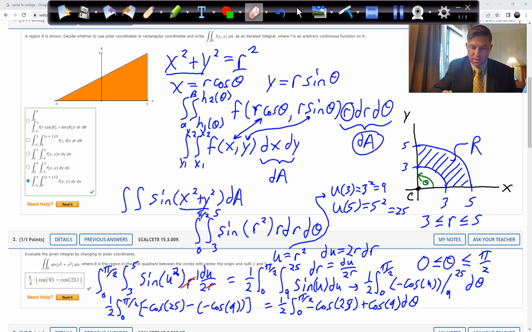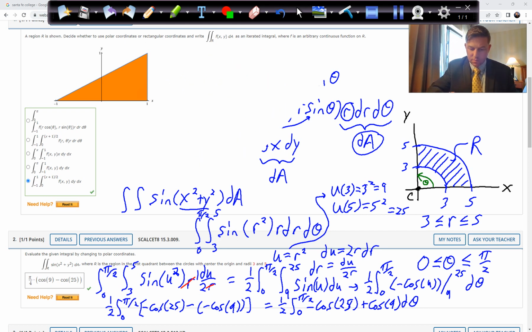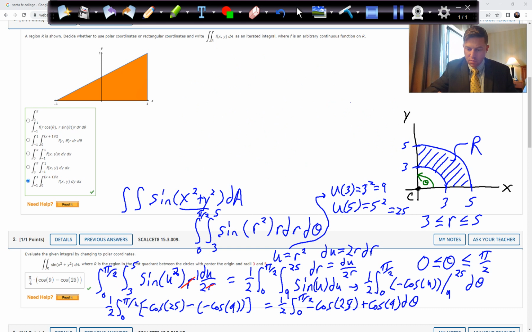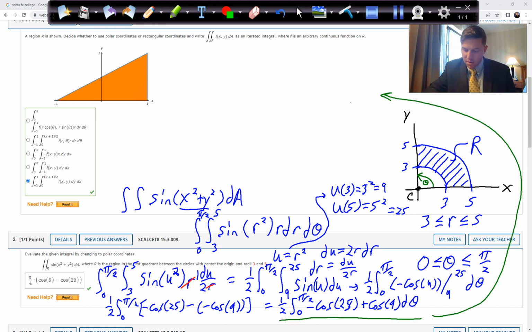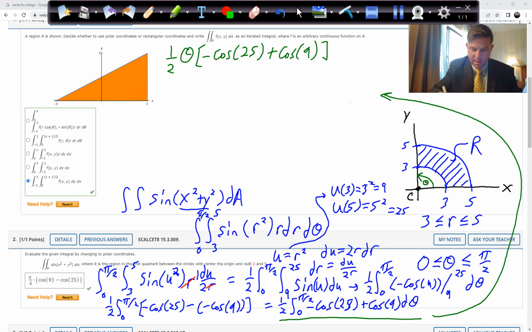Kind of run out of room here. Let's go up to the top and continue this. So we have, actually let me do green so you can see. So we take this and we go to the top, and we're going to say this is 1/2. The antiderivative would be theta times minus cosine 25 plus cosine 9. And that theta is going from 0 to pi over 2.